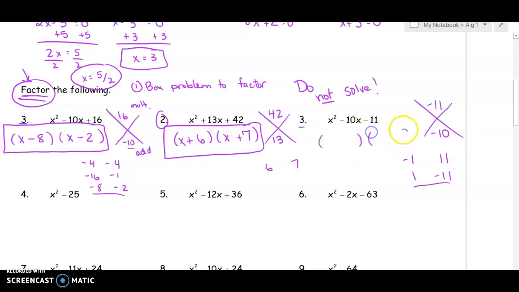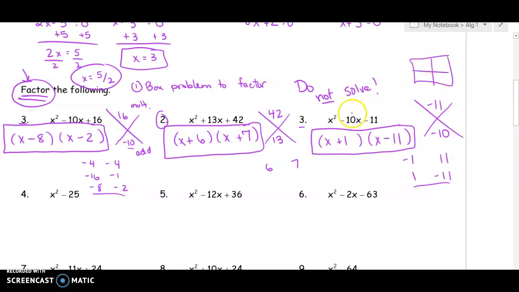So you put your two sets of parentheses down, x at the beginning of both. Since it's positive 1, you put a plus 1. Negative 11, you put a minus 11. And that's it. If you want to check any of your answers, you can multiply these out. Remember a long time ago we did these problems with the box or distribute. If you distribute and multiply this together, you should end up back with the original. So you can always double check your answers.